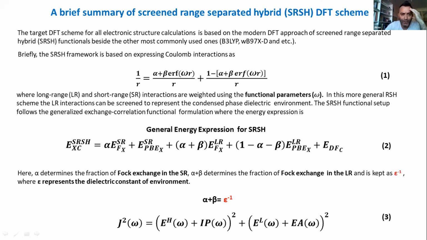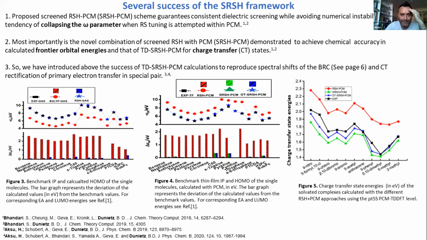So let's talk about several successes of this scheme. As we know, RSH-type functionals are good for obtaining accurate, or more reasonable, HOMO-LUMO gaps and band gaps for the condensed phase and also big biological molecules. Here, from my previous group member, it already shows the success of the functional.